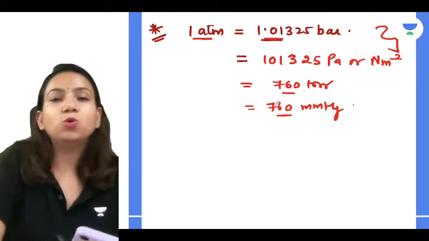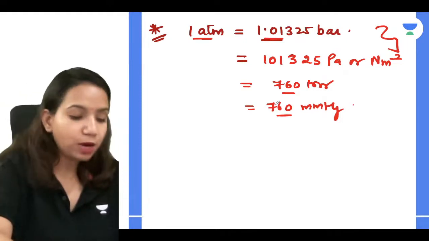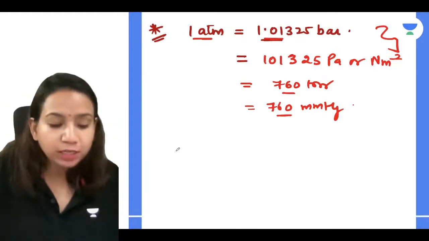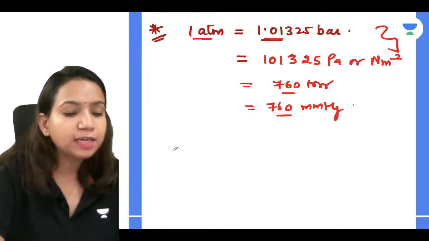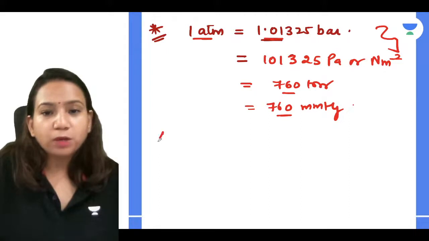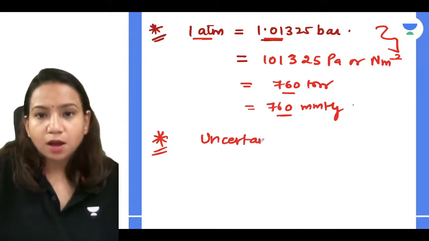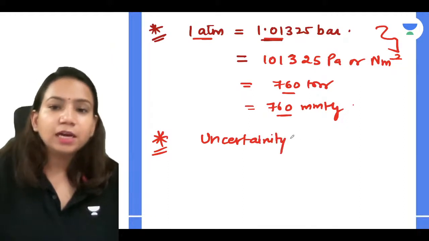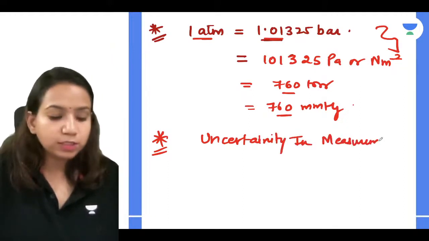Now let's just go to our next topic, which is measurement terms, correct? What we are going to understand is measurement and the terms related to it, right? So let's just quickly understand about it, guys. Very good. So the topic that we are going to learn is uncertainty in measurement. Uncertainty in measurement. So this is the topic.